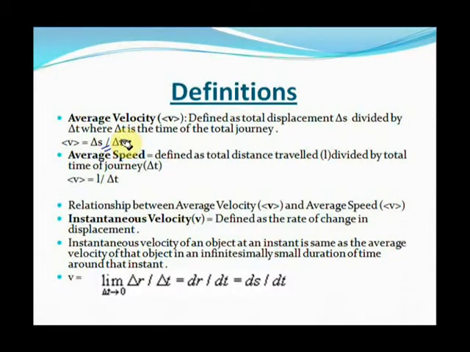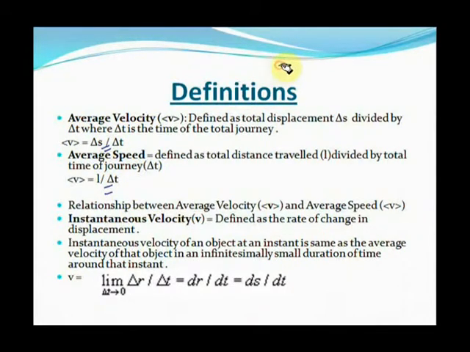Now let's come to average speed. Average speed is defined as total distance traveled by the total time of journey. So if the total distance traveled is denoted as L and the total time of journey is delta t, then the average speed will be L by delta t.